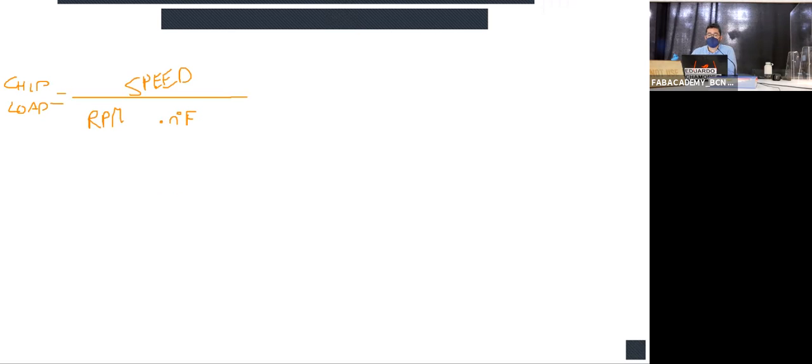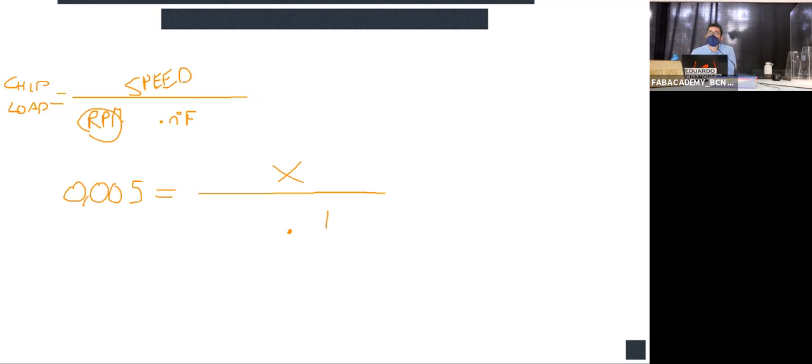So when you buy an end mill, it will tell you a range of numbers for the chip load. For example, for plywood, this kind of end mill has a chip load of 0.005. The speed is the unknown. We know the number of flutes, we are using a 1 flute end mill, and what is the RPM? In general, we want to cut as fast as we can, no? Like we want to use the maximum RPM of the motor.